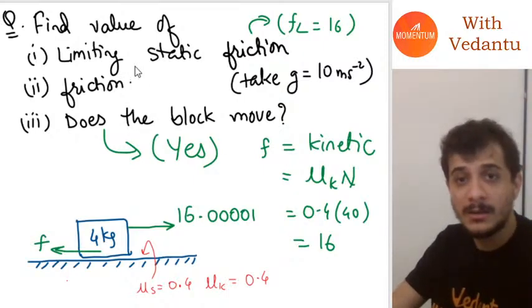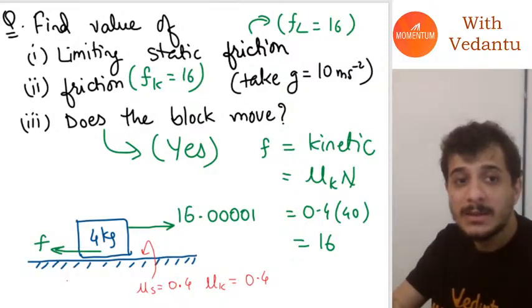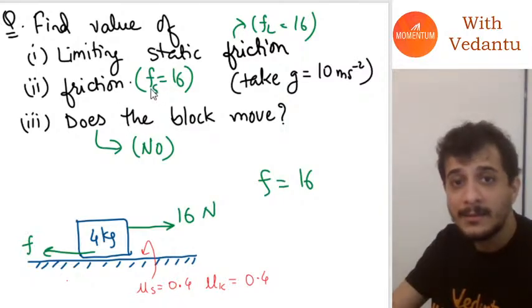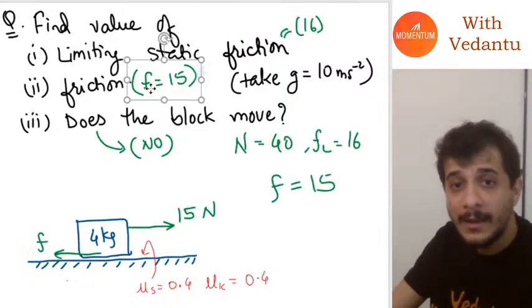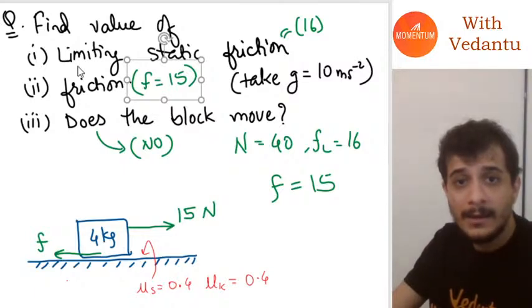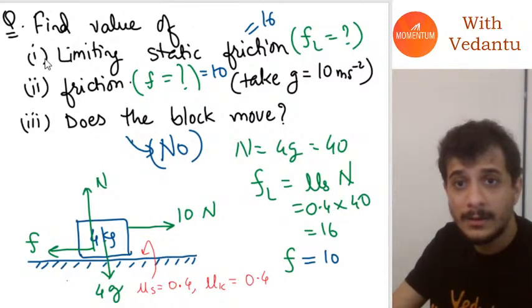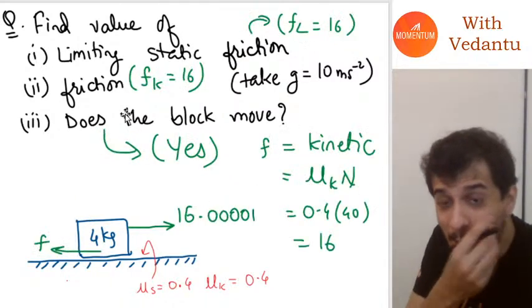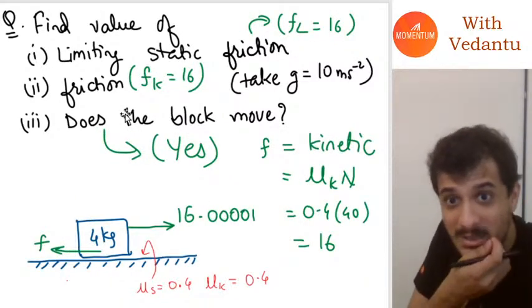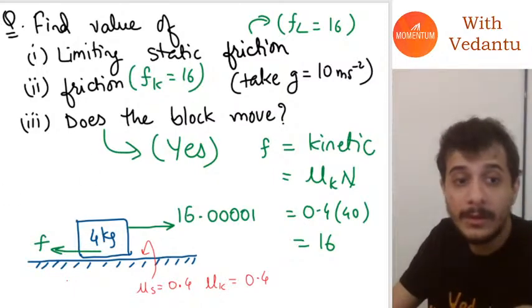So the friction here will be Fk, which will be 16 Newton. In the previous cases, we didn't have Fk, guys. In the previous cases, we had Fs. All these cases we had static friction, but now kinetic friction because the block will start moving. Remember, the kinetic friction is always equal to mu k into N.